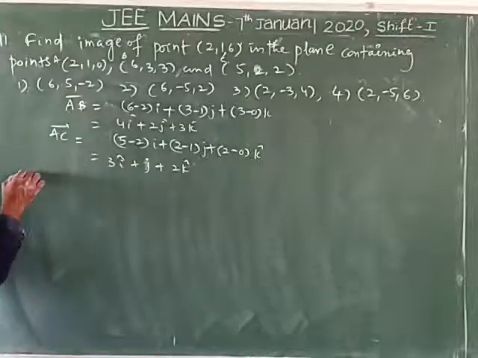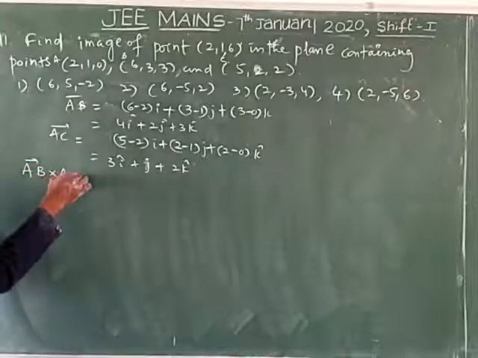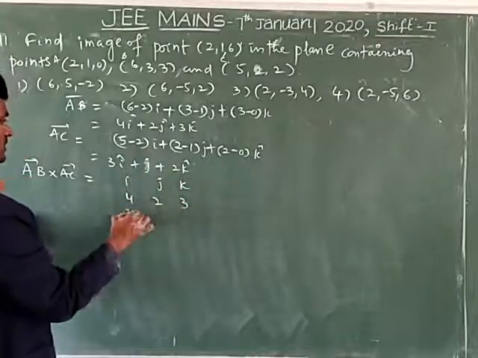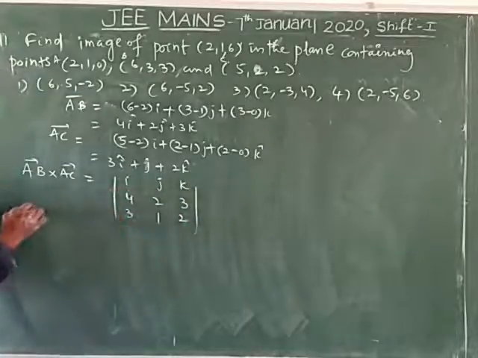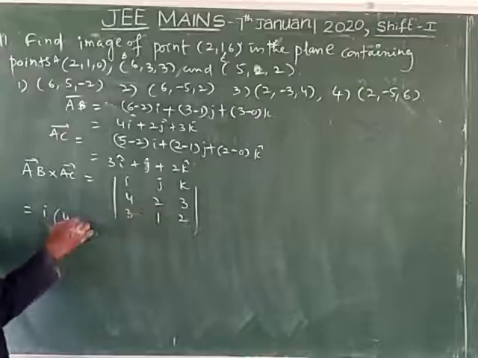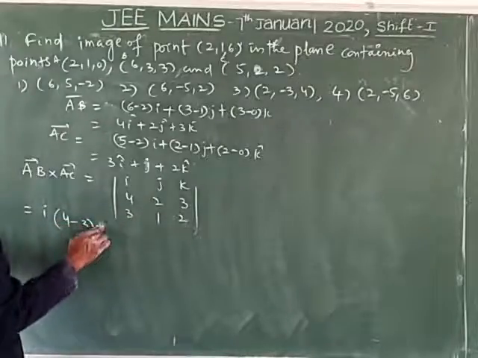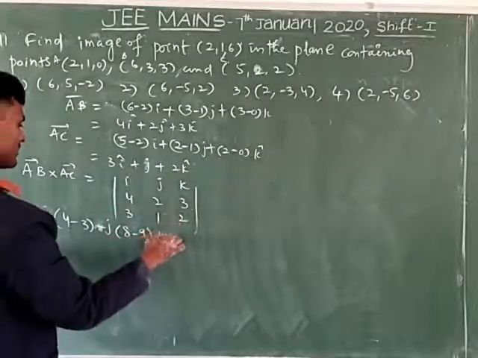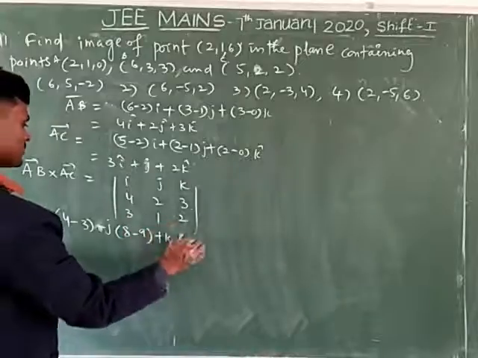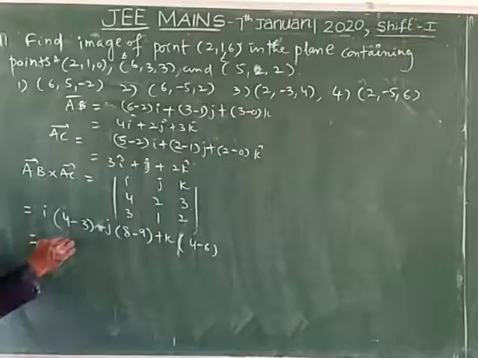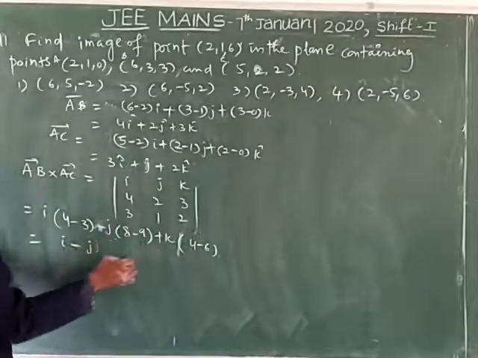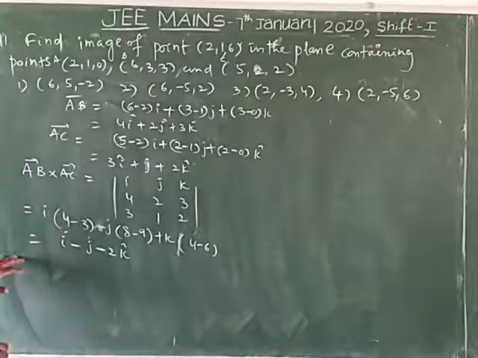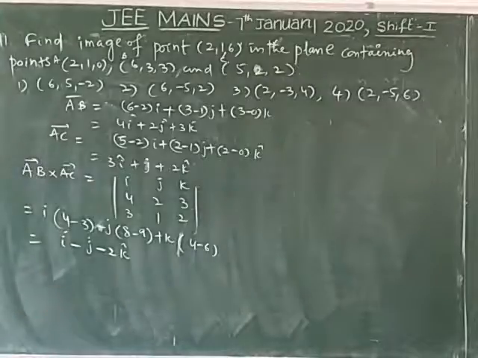Now AC is 3i plus j plus 2k. Now you have to find the cross product of vector AB and vector AC. With i, j and k, here 4, 2, 3 and here 3, 1, 2. Now the cross product: i into (4 minus 3), minus j into (8 minus 9), plus k into (4 minus 6). So this is i, this is j, minus 2k. Okay, this is the cross product. Now you have to write the plane equation.